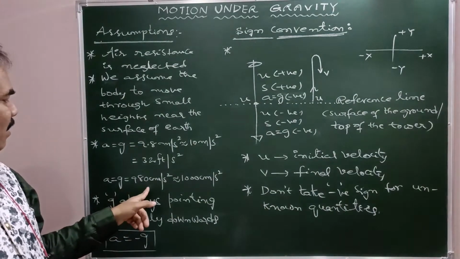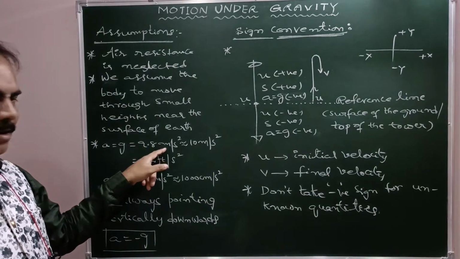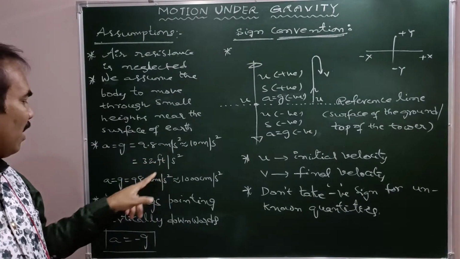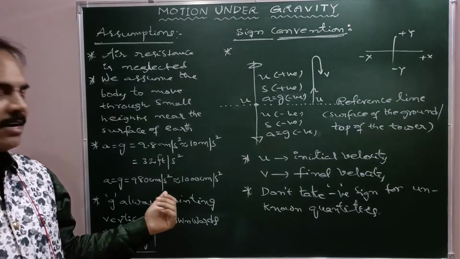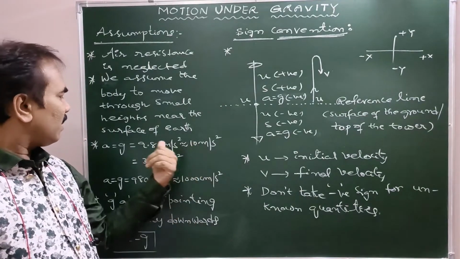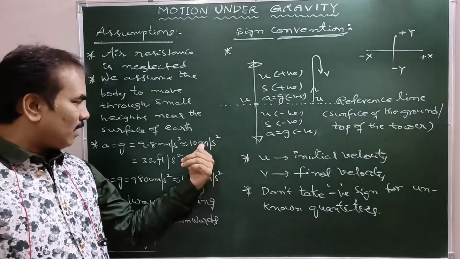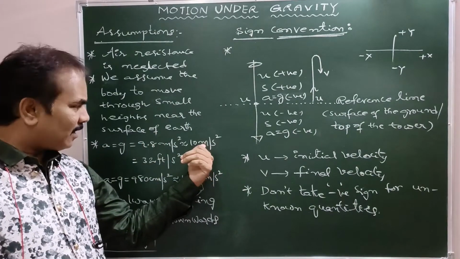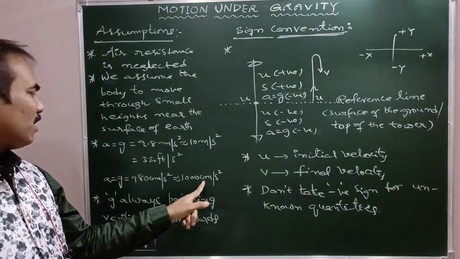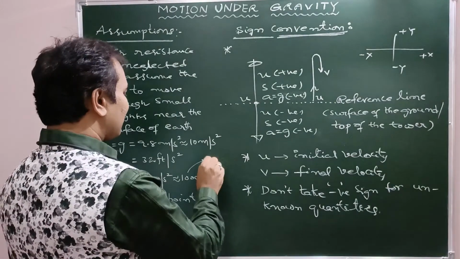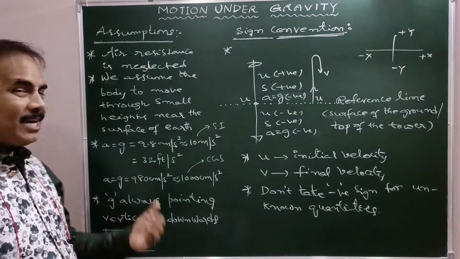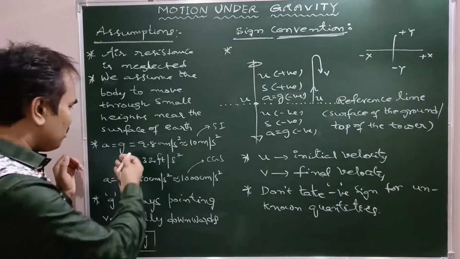The same can be written in CGS. If it is 9.8 meter per second square, here it is 980 centimeter per second square. Why? Because 1 meter equals 100 centimeters, so 9.8 into 100 is 980 centimeter per second square. Otherwise, if g equals 10 meter per second square, that is 10 into 100, which is 1000 centimeter per second square. This is in the CGS system and that was in the SI system. In fact, what is the significance of acceleration due to gravity?